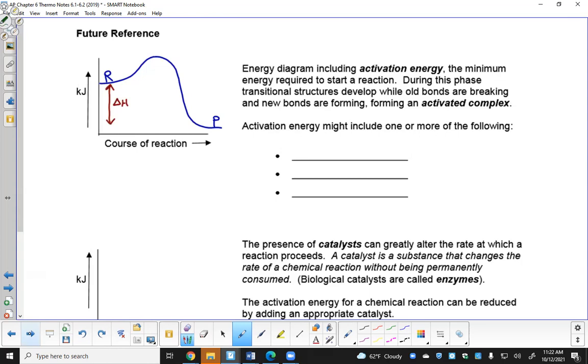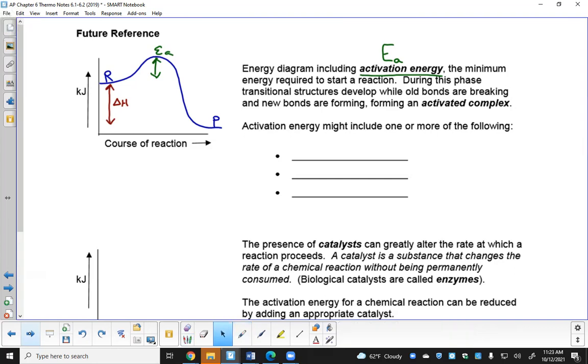This energy diagram includes something called activation energy, usually abbreviated as Ea, for energy of activation. That's the minimum amount of energy required to start a reaction. During this phase, transitional structures develop, old bonds are being broken, new bonds are being formed, making an activated complex. But the activation energy is this little bit of energy here. It's necessary to get your combustion reaction started. You've got to light it, bring in some energy to get it going. You've got to get over the hump. Once you get over the hump, the reaction starts to proceed spontaneously from reactants to products.